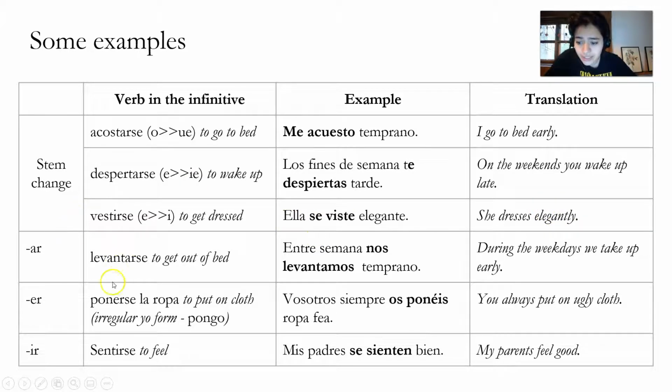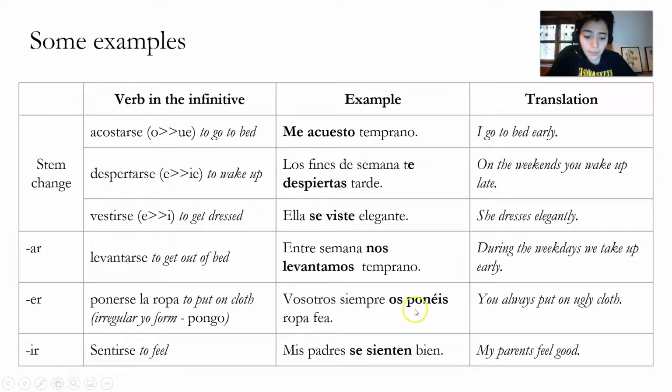Here I have some other examples, AR verbs, ER. So as we have already seen in chapter 1, poner, it's an irregular yo form. Pongo. Poner is only irregular in the yo form. That's why in the vosotros form, it's not irregular. So poner, it's like the verb tener, tengo. It's irregular in the yo form, but it's not irregular in the other subject pronouns.